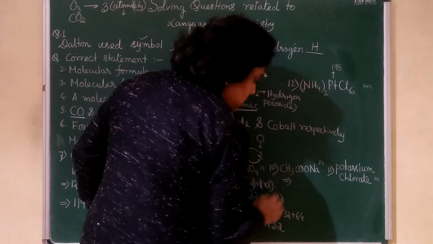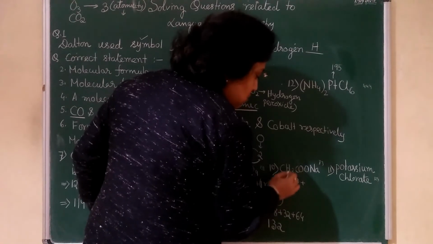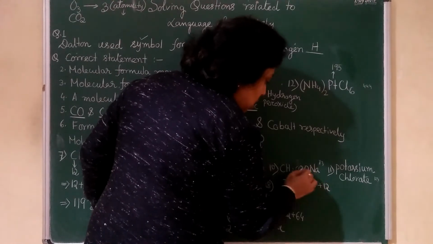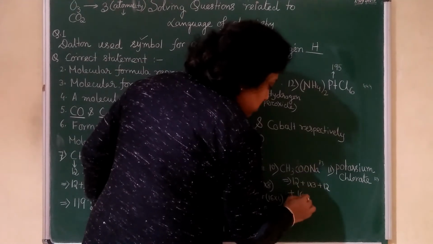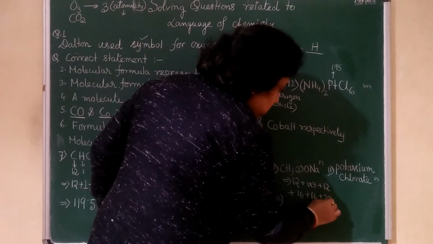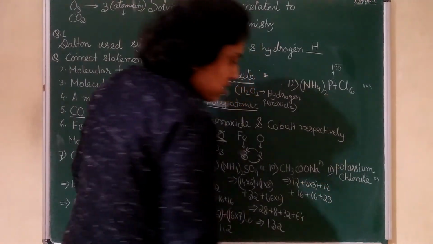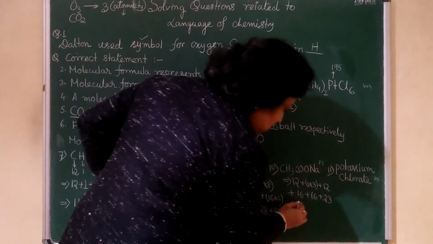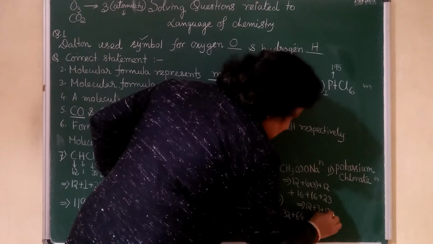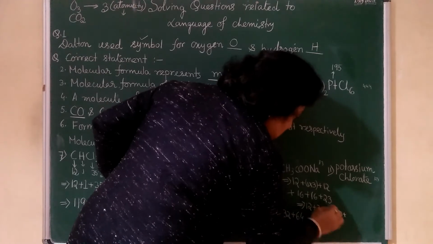Okay. Then next one is CH3COONa. So carbon is how many? 12 atomic mass, 1 only there. Hydrogen 1 into 3, plus again carbon 12, oxygen 2 times, plus 16 plus 16, plus sodium is 23. Here only hydrogen is in multiplication terms, others all are addition terms. So what will it be?